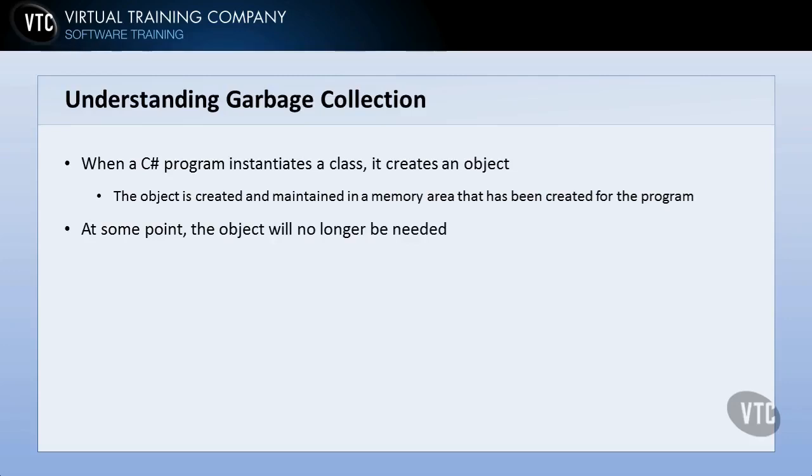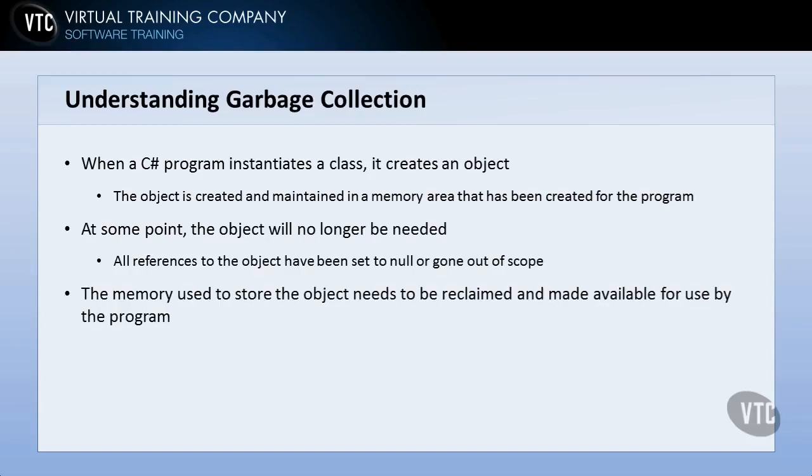Now at a certain point, the object will no longer be needed by the program. We'll go out of scope, we'll set it to null, we'll do something, but all references to the object will be set to null. They'll have gone out of scope. The bottom line is the object's not needed by the application anymore. Now the memory that's used to store that object needs to be reclaimed. In other words, it needs to be cleared out so that the application can reuse that memory.